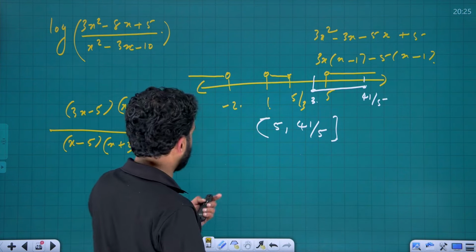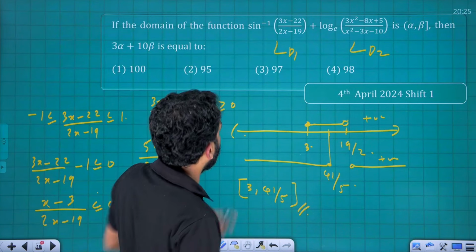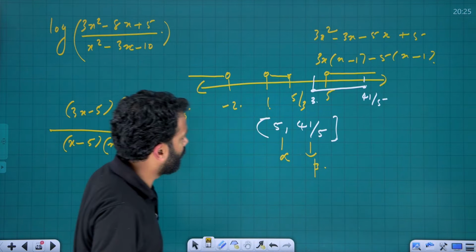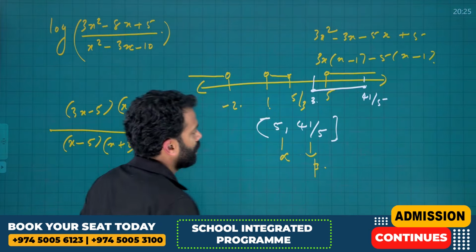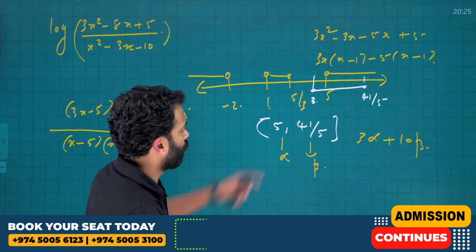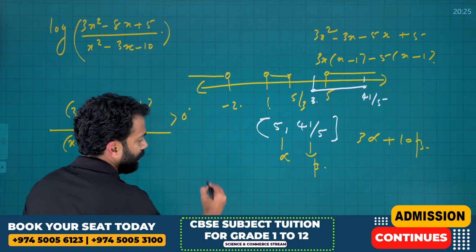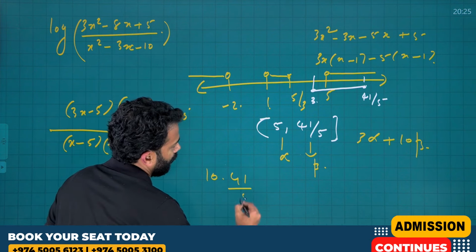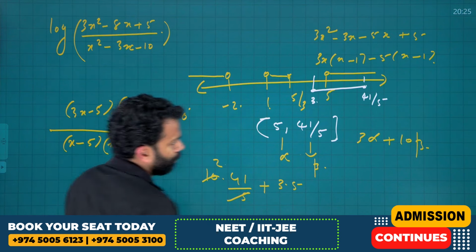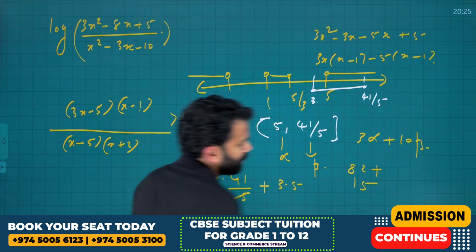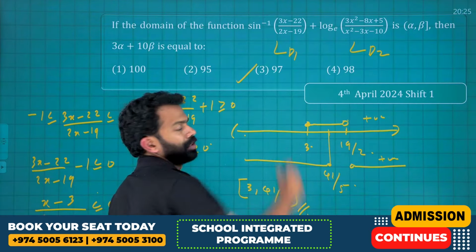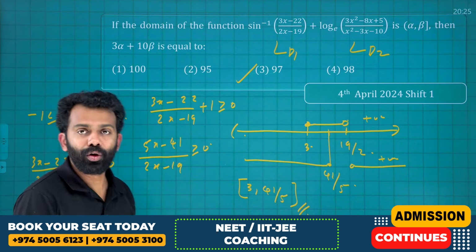Okay, so this is what I think is alpha and beta. This is alpha and this is beta. And what you need to find here is 3 alpha plus 10 beta. Okay, so beta is 41 by 5, right? That is 10 into 41 by 5 plus 3 into 5, 2 and 82. 82 plus 15, that is 97. Okay, 97 should be our answer. Hopefully option 3.